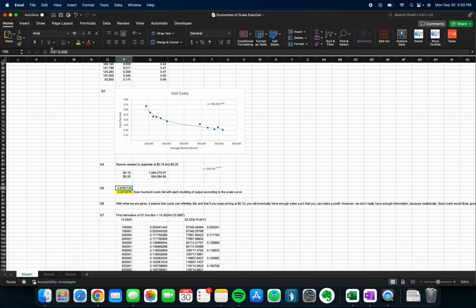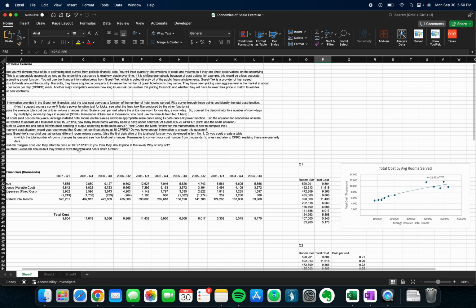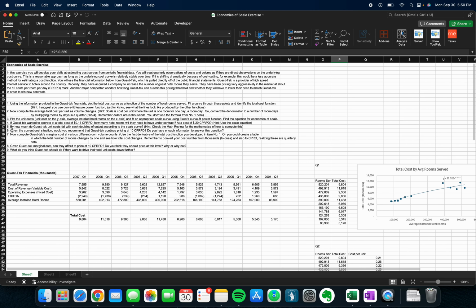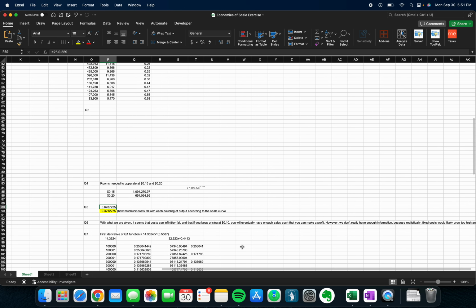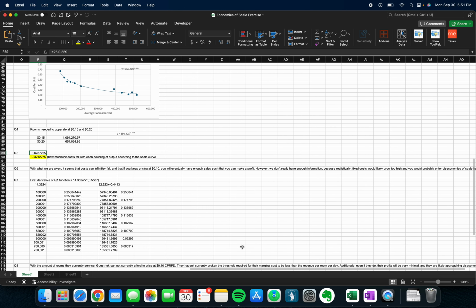But another way to solve it is to just do 2 raised to the power of the exponent from your unit cost function. Anyways, back on track to question 6. It says, given the current cost situation, would you recommend that Guest Tech continue pricing at 10 cents per room per day? Do you have enough information to answer this question?